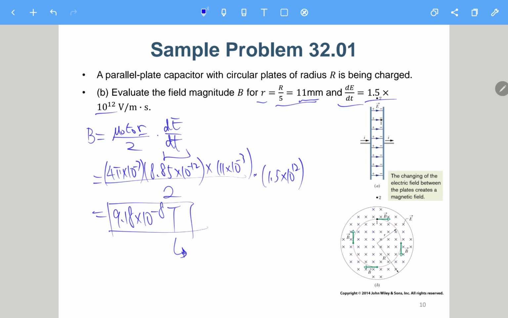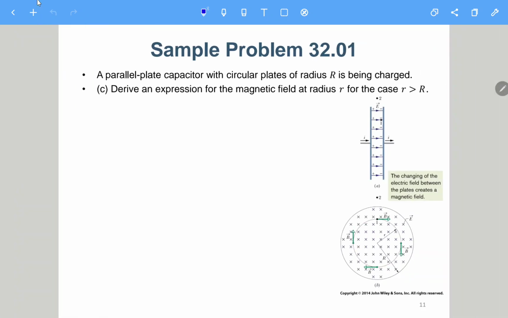Okay, so this is for part B. And then for part C, it asks you when r is larger than capital R. So here, this circle is... this Ampérean loop is larger than this. This is capital R. This time the small r is like this.